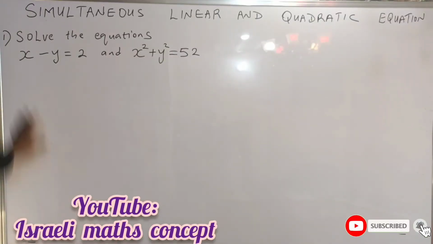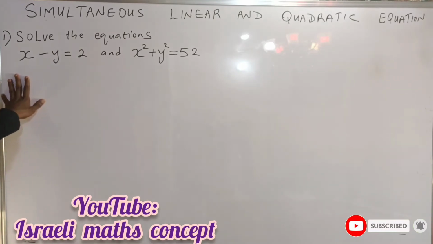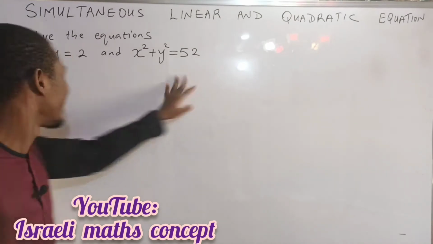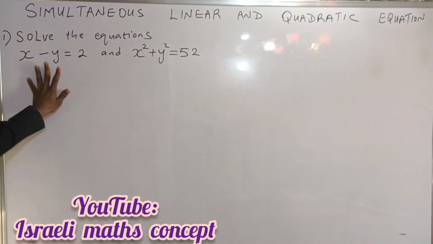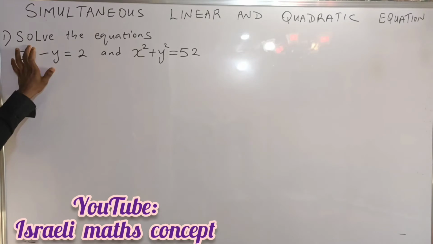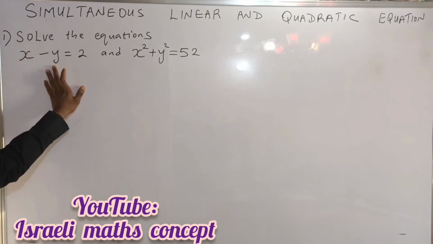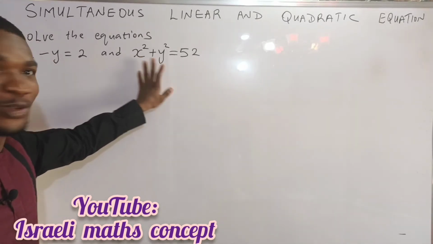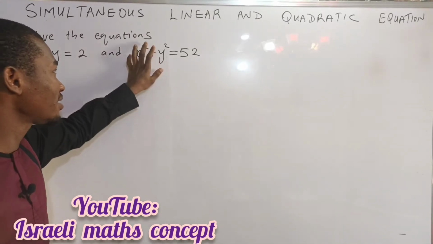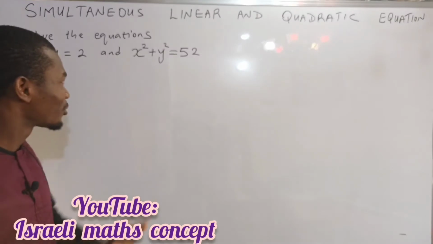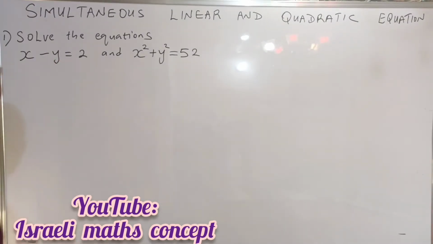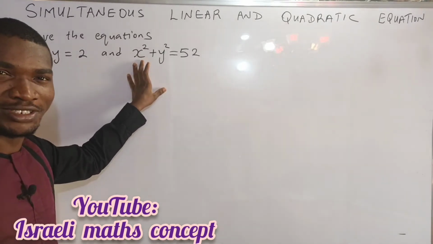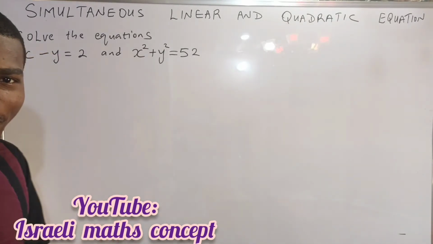I wonder what type of equation this is that contains both a linear equation and a quadratic equation. Looking at this, the highest degree of the unknown variables x and y is 1. Hence, this is a linear equation. And at the same time, looking at this, the highest degree of the unknown variables x and y is 2. So what type of equation has this form, having a linear equation and a quadratic equation? So how do we solve both of them simultaneously?